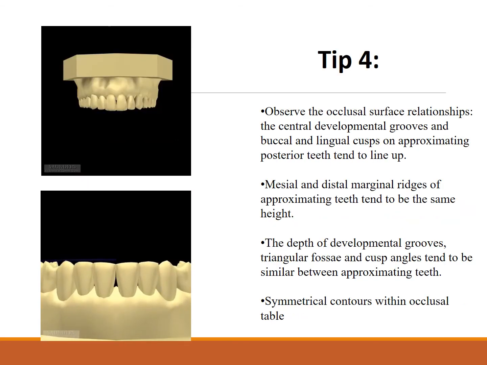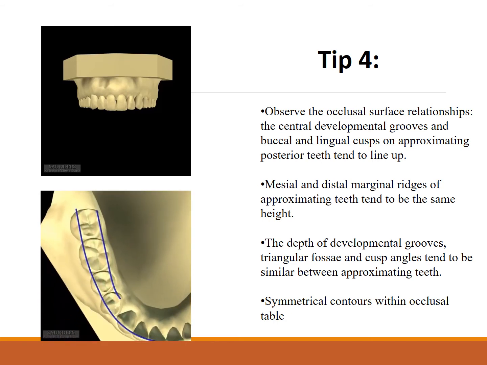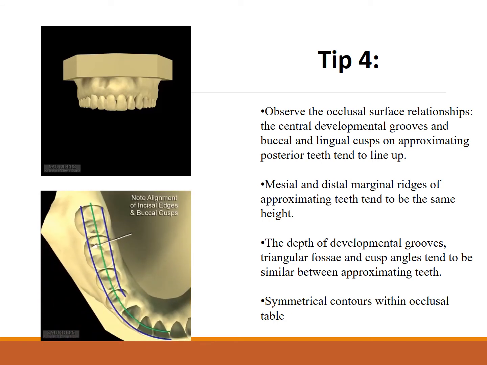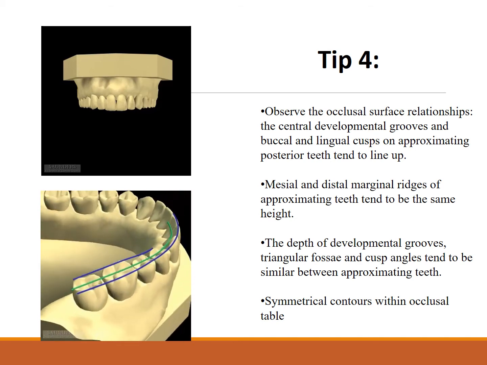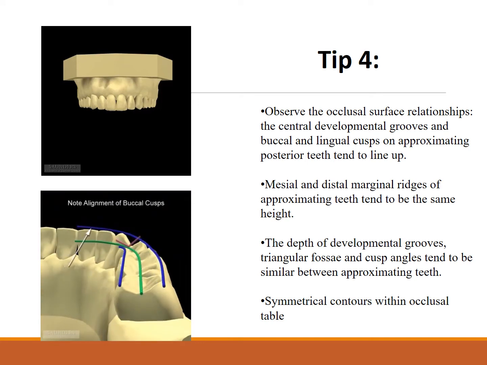For our last tip, we're going to observe the occlusal surface relationships. And by that, I mean looking at the occlusal table for the developmental grooves, as well as the buccal and lingual cusp tips on the posterior teeth, and the incisal edges and the lingual contouring and surface of the anterior teeth.